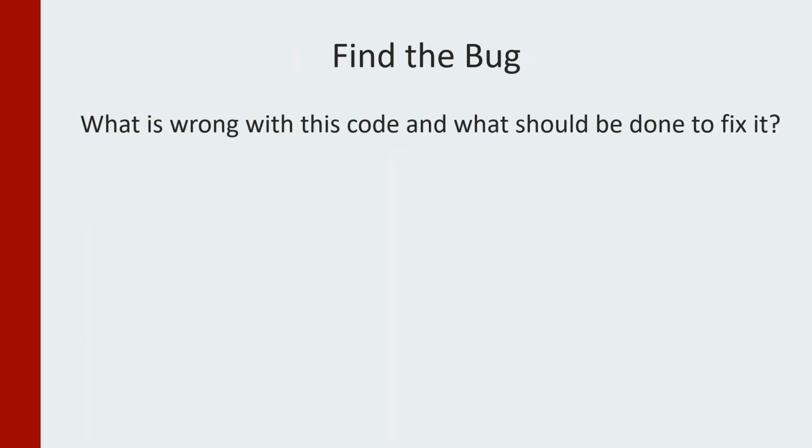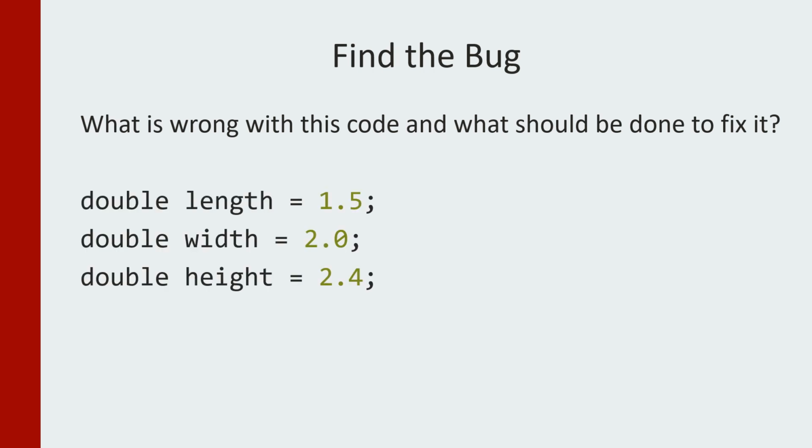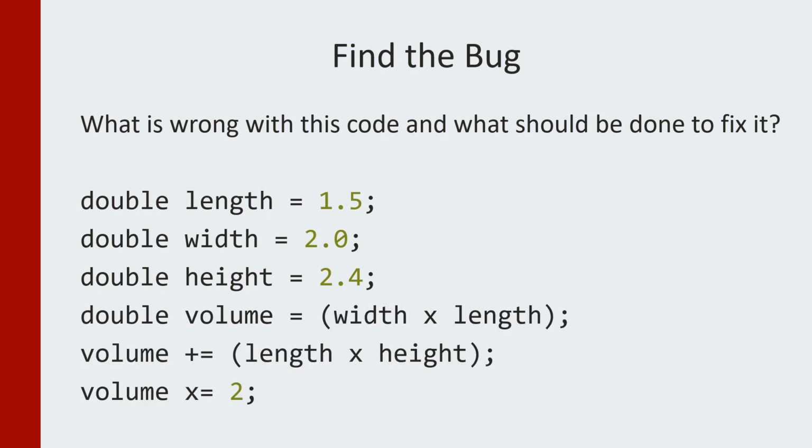So let's start out with an example where I want to find the bug in a piece of code. I'll show you the code. Let's say I have double length is equal to 1.5 and double width, which is 2.0, and then double height, which is 2.4. Okay, and what I'm going to do is calculate or try to calculate double volume. That's going to be width times length, and then I've done volume plus equals length times height, and then volume times equals 2.